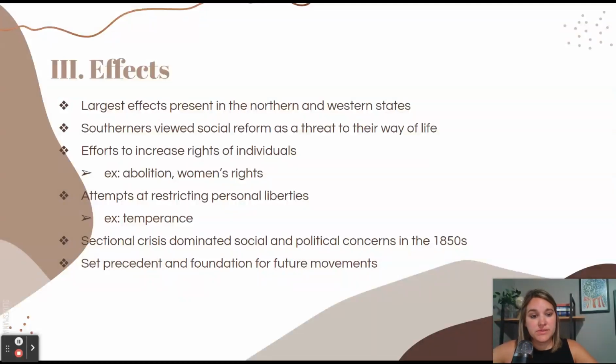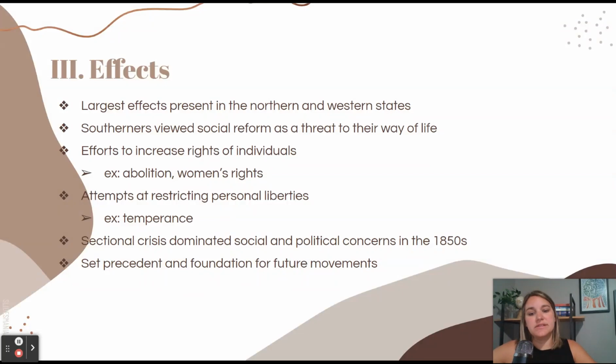The largest reforms that happen are going to be present in northern and western states because Southerners viewed this as a threat to their way of life. Remember, a lot of these movements are trying to gain national momentum, and many Southern states are going to be really emphasizing the state's control and states' rights. Some of the efforts increased the rights of individuals or attempted to, like abolition and women's rights. However, others actually restricted personal liberties, like the temperance movement. So we see kind of that idea of democracy and personal liberty being conflicting at this time.